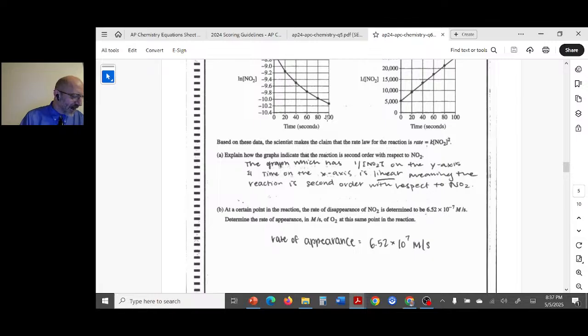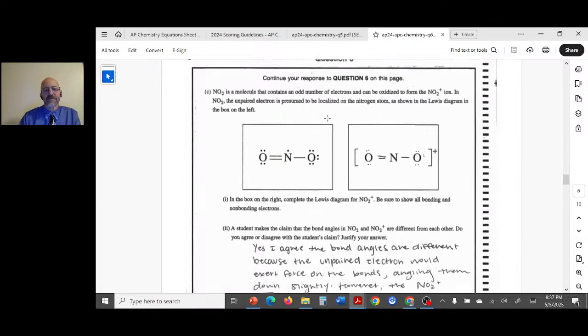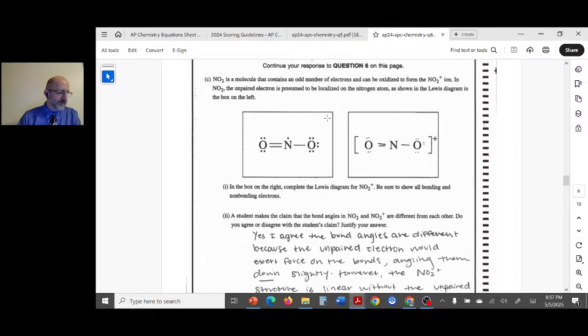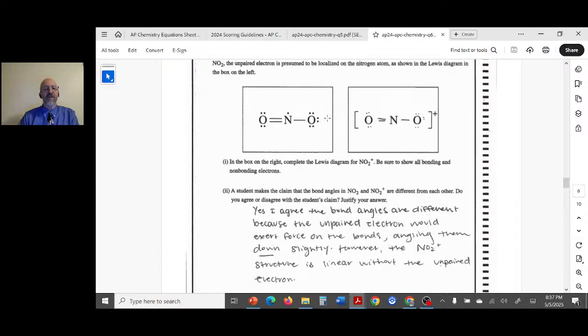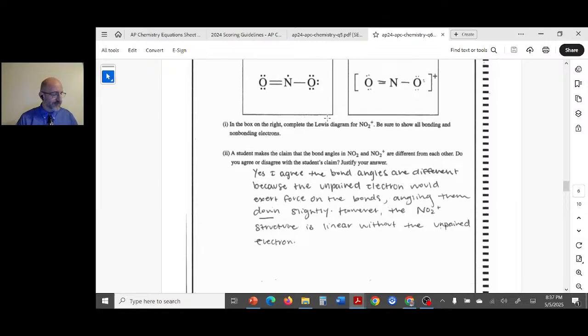All right, in part C I, I don't see a complete octet. I see 2, 4, 6, 8, 10, 12, 14, 16. So right number of electrons, but the nitrogen has a double and a single. So nitrogen did not have a complete octet. But yes, I agree the bond angles are different because you have an unpaired electron. So they did earn the point in C II for agreeing with the claim and providing a correct justification.